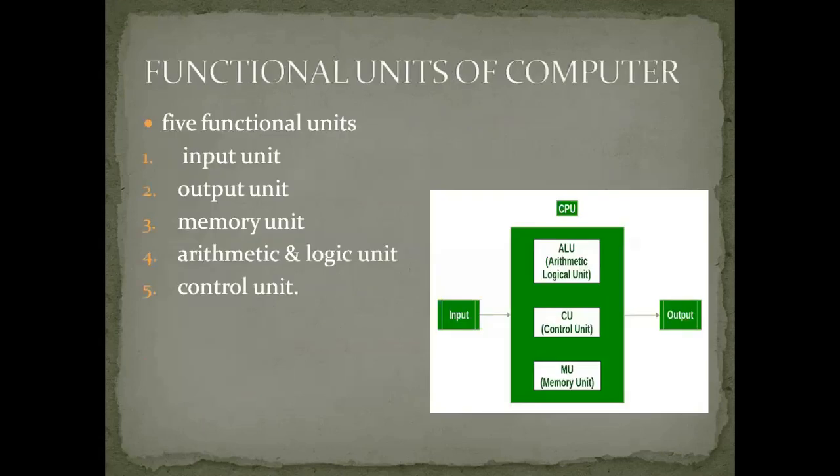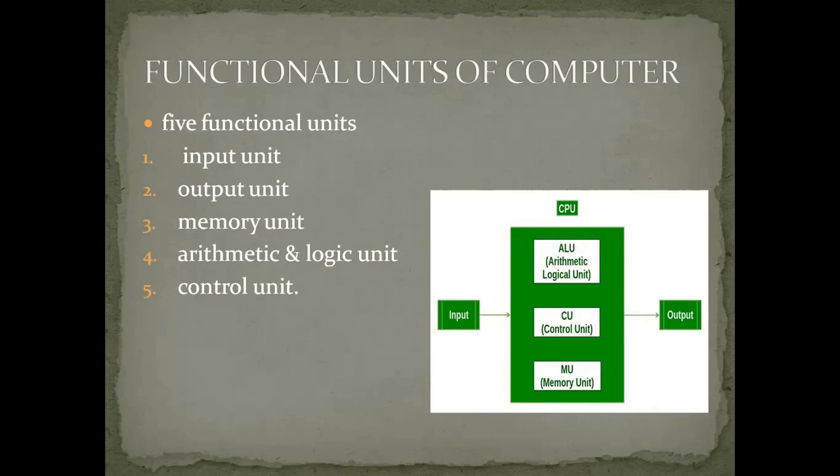Next we discuss the functional units of a computer. A computer has 5 functional units. The first unit is the input unit, second is the output unit, third is the memory unit, fourth is the arithmetic and logical unit, and fifth is the control unit. First I will give an overview of the functional units, and then go to the detailed descriptions.